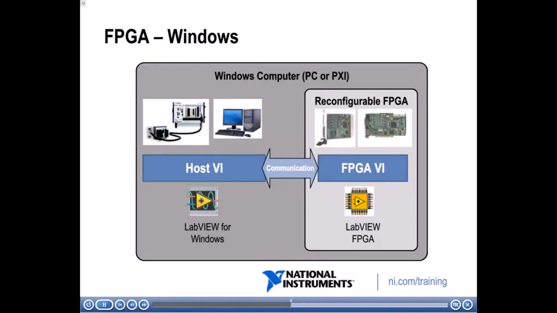Here we see what the FPGA with Windows looks like. If we're taking a look at the slide, first of all you have a computer that's running the Windows operating system. This could either be a PC or it could be a PXI system, but regardless, it's running a Windows OS. Notice that you've got your FPGA inside the system. You might have a PXI or PCI FPGA board that's inside your computer, and this has an FPGA on it, and this is where your FPGA VI logic is going to run. Notice that there's a communication piece as well. The FPGA VI is going to be able to communicate with a host VI that is running on your Windows computer.